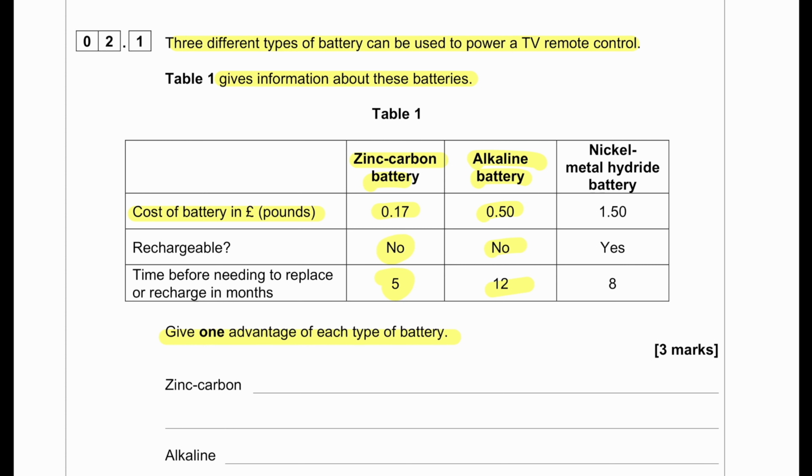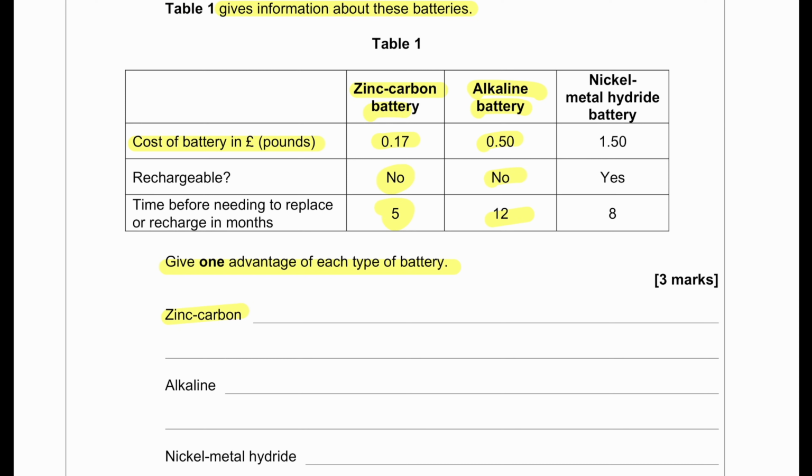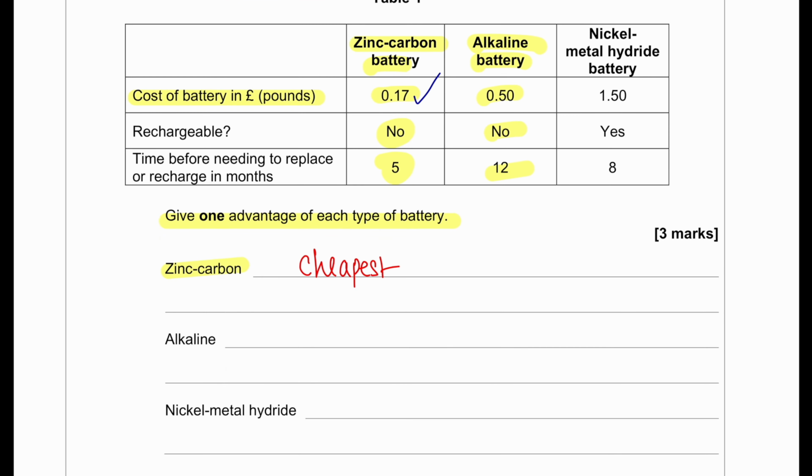Give one advantage of each type of battery. First of all, zinc carbon battery. We can see that zinc carbon battery is the cheapest. So that's a huge advantage because this is a disposable material. Cheaper the better. So the advantage will be zinc carbon is the cheapest. For alkaline battery, we can see that even though it is a little bit more expensive, the cost per month is less. So we can say it's long lasting.